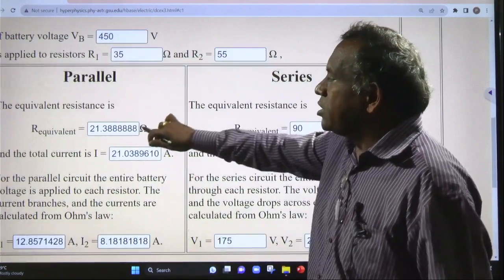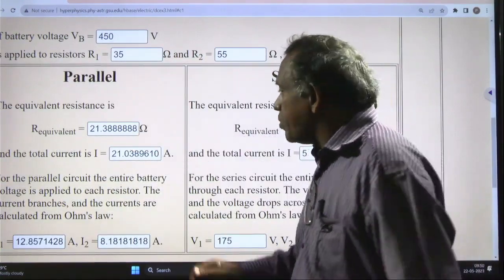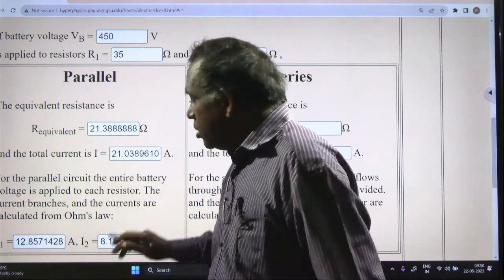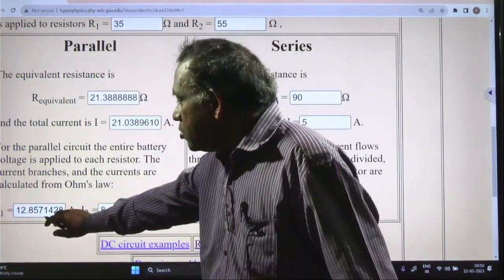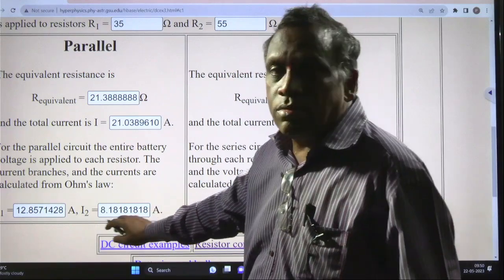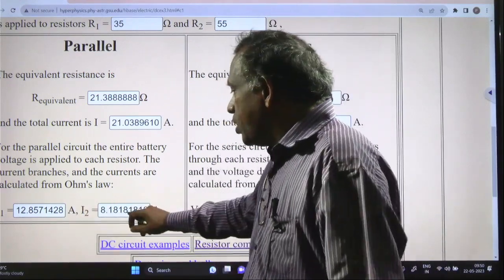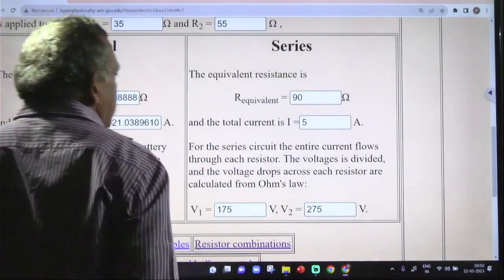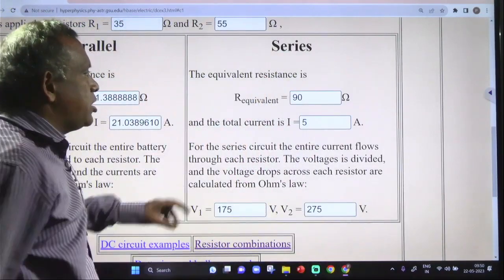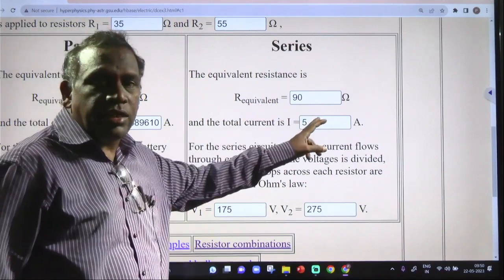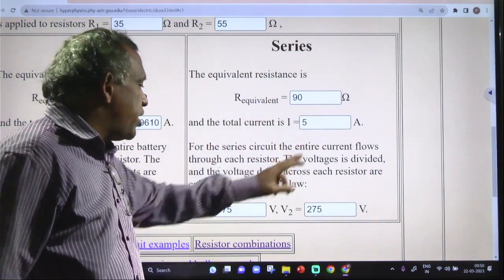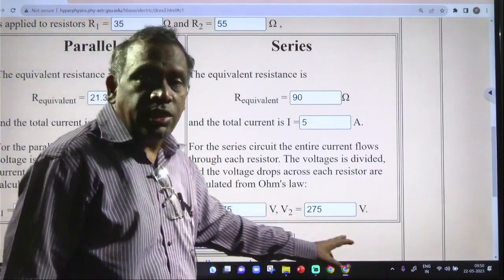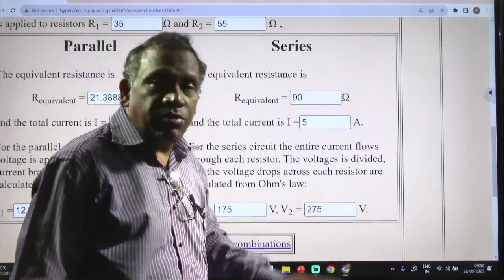Even so, answers will come. Parallel connection answer is 21.388 for the equivalent resistance, and total current is this. Individual currents: I1 is 12.85, I2 is 8.18. These are the answers for parallel connection. These are the answers for series connection. Series connection R equivalent is 90 and total current is 5 amperes. Voltage across first resistance is 175 volts. Voltage across second resistance is 275 volts.